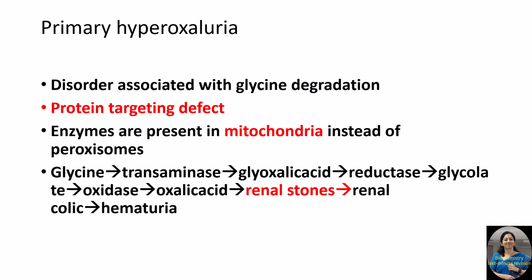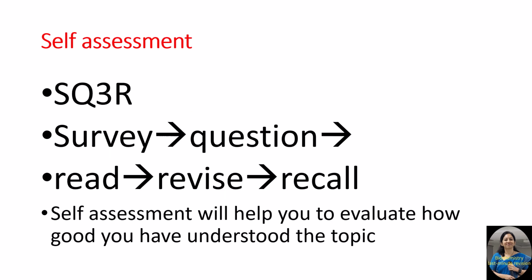So what happens is, glycine undergoes transamination to form glyoxylic acid, which undergoes reduction to form glycolate, or is oxidized to oxalic acid, and this oxalic acid combines with calcium, and calcium oxalate precipitates in the renal cortex, medulla, and tubules, forming renal stones characterized by severe renal colic. Colic is nothing but pain, and it also manifests as hematuria, presence of blood in urine. So this was about primary hyperoxaluria. So this was all about glycine metabolism.